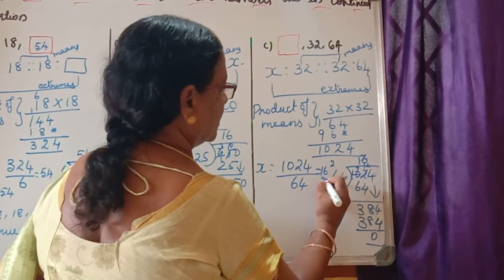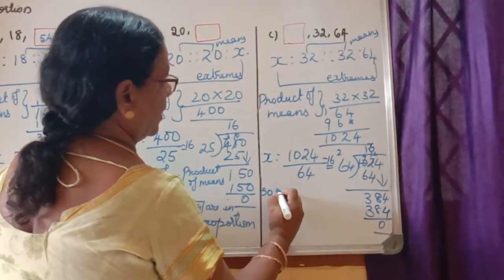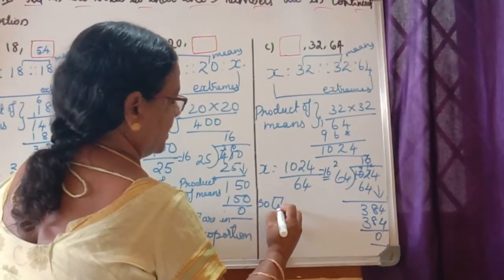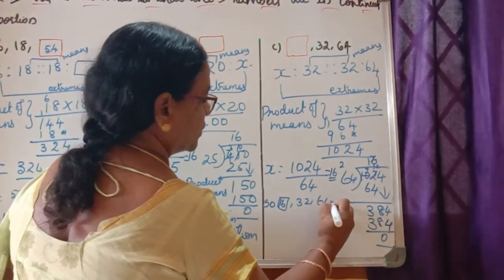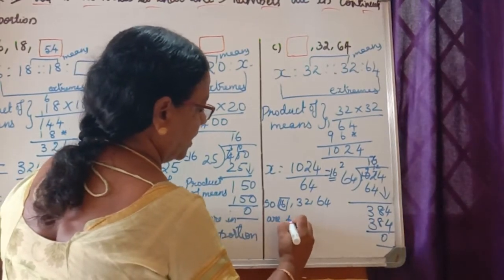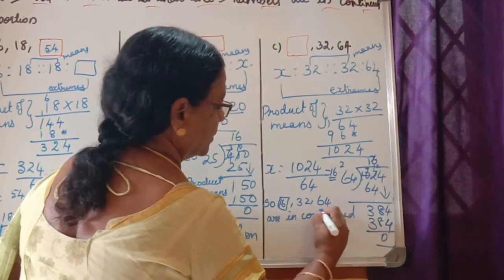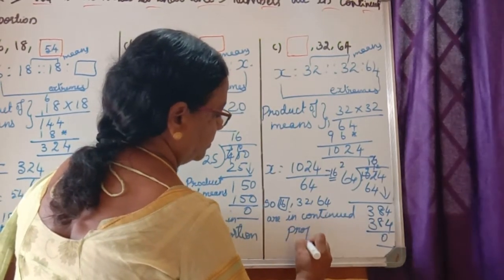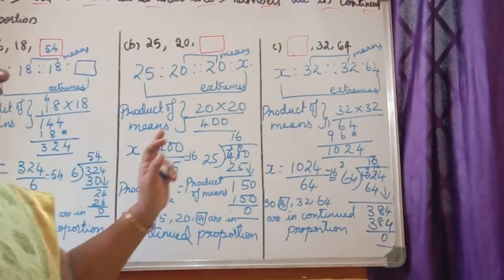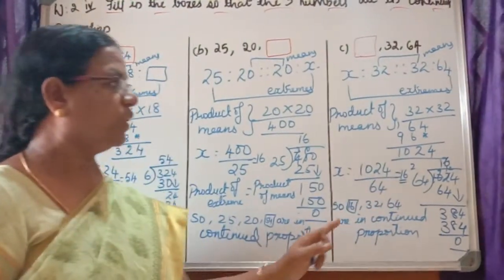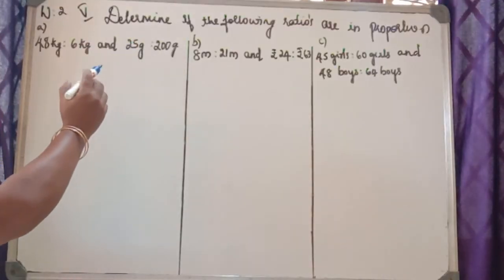So what is the other term of extreme? 16. So the box, that is 16, 32, 64 are in continued proportion. I completed 3 sums. The fourth sum you have to do as homework. You are going to solve the fifth main.